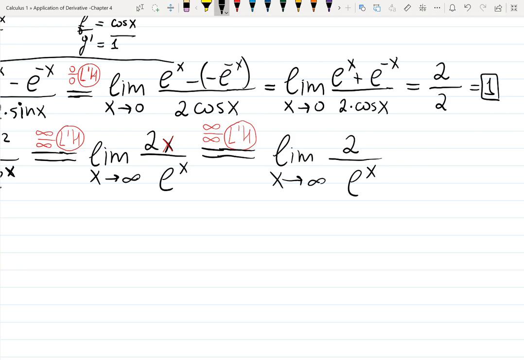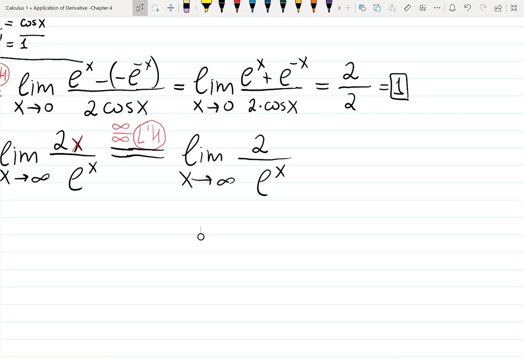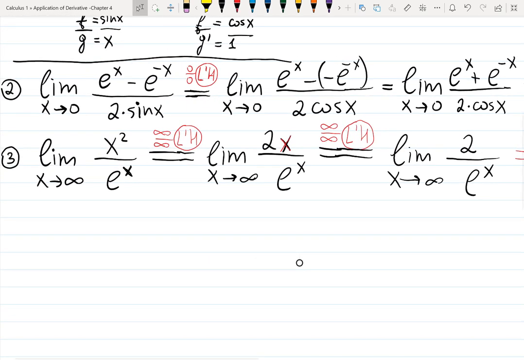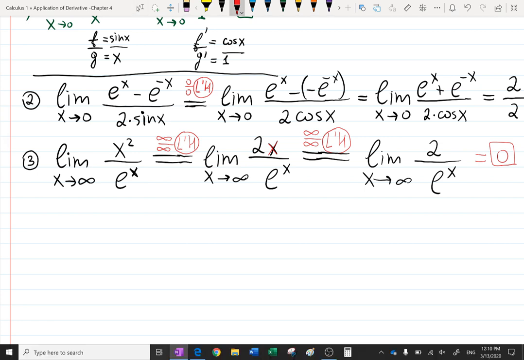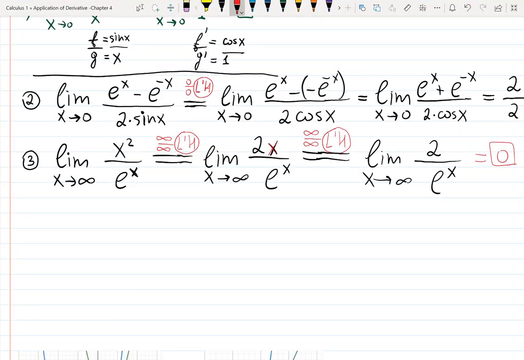Now, I don't need to use L'Hopital's rule anymore, because I don't have an infinity over infinity case anymore. 2 stays 2, as x approaches infinity, e to the x grows to infinity, so the answer is 0, just like we predicted. In this example, we used L'Hopital's rule twice. Can you tell me what happens if I have x to the 5 in the top and e to the x at the bottom? How many times will I have to use L'Hopital's rule if for the quadratic function I used it twice? Then I will have to use it 5 times if I work with x to the 5. And it's still going to work.